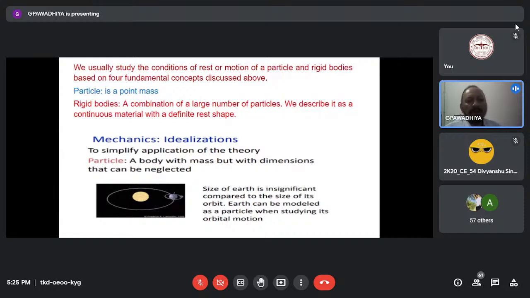Rigid bodies are a combination of a large number of particles. We describe it as a continuous material with a definite rest shape. So in our case here, the shape will not change.